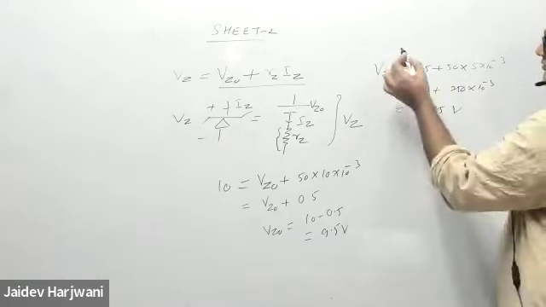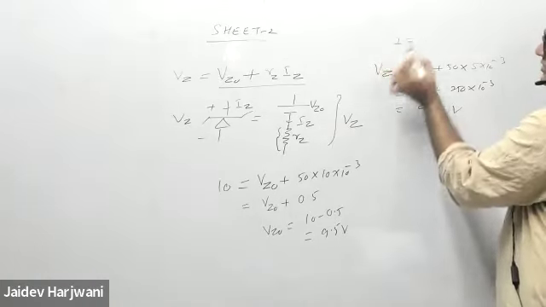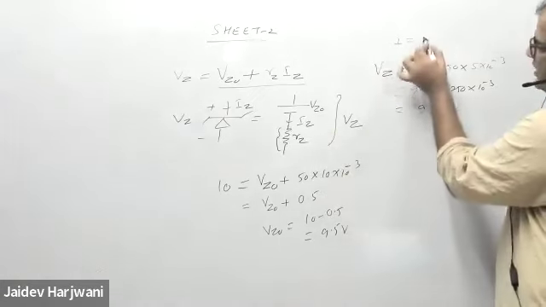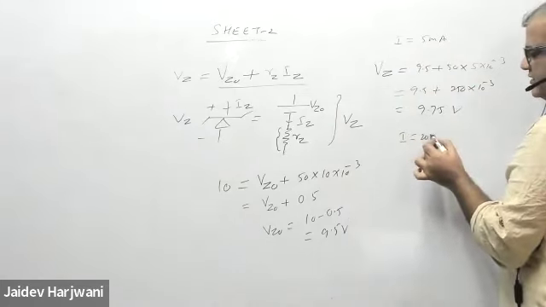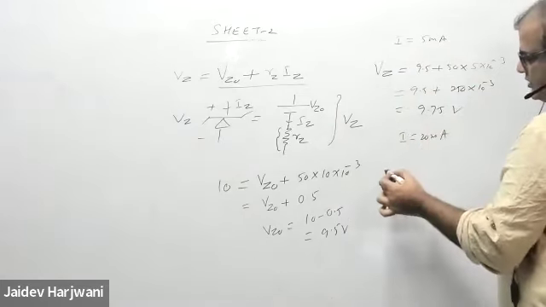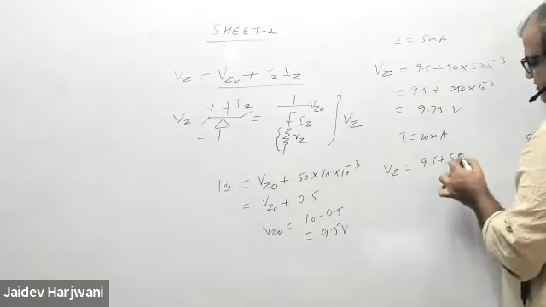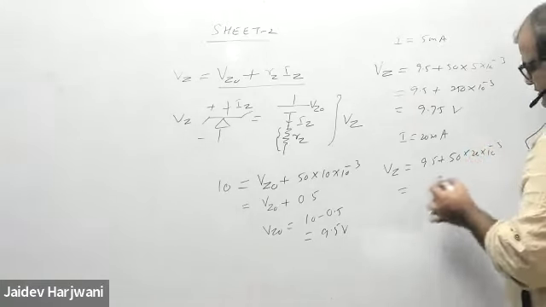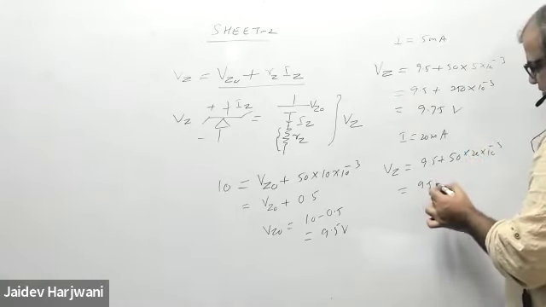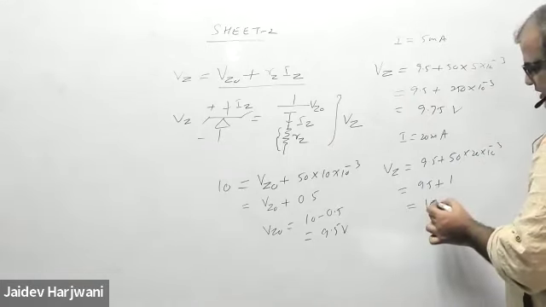Similarly, here I was 10 milliamperes, now I is 5 milliamperes. Now see, if I is 20 milliamperes, then in a similar way you can calculate. So VZ will be 9.5 plus 50 into 20 milliamps. How much will it come, tell me? 9.5 plus 1 becomes 10.5 volt.